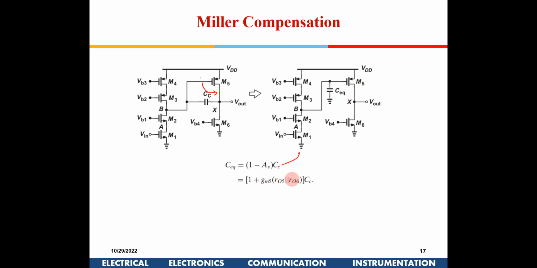Okay, the gain of this stage will be approximately gm5 into r05 in parallel. So although you are adding a smaller capacitance here, the net effect will be the gain of this amplifier times that capacitance, right? So by putting a small capacitance here, effectively you are putting a very large capacitance. This is known as Miller capacitance, and it is very much used in all the op amp designs.